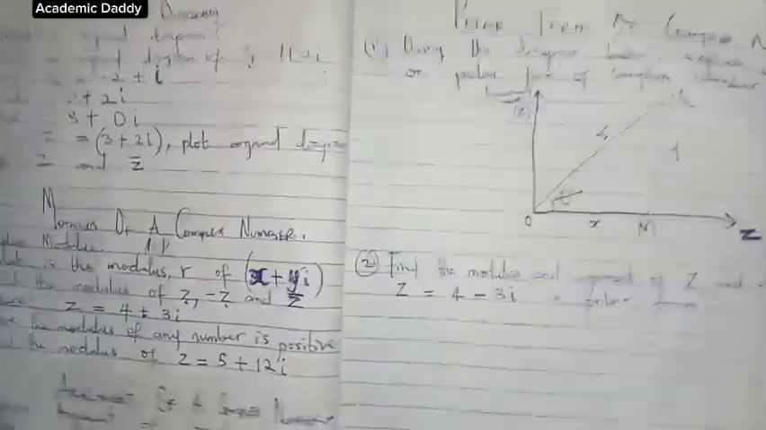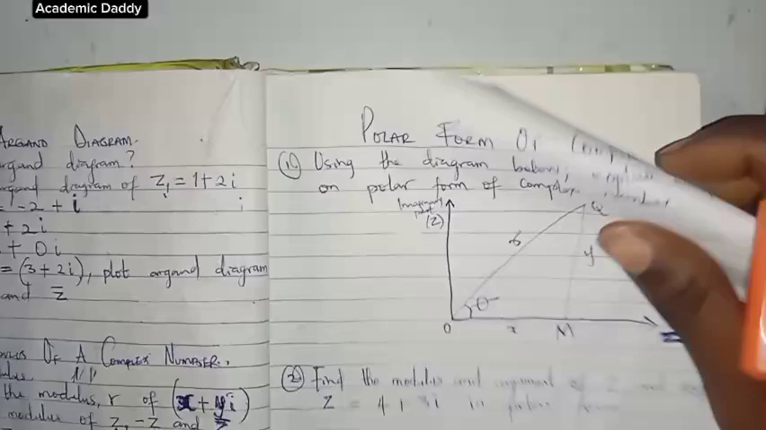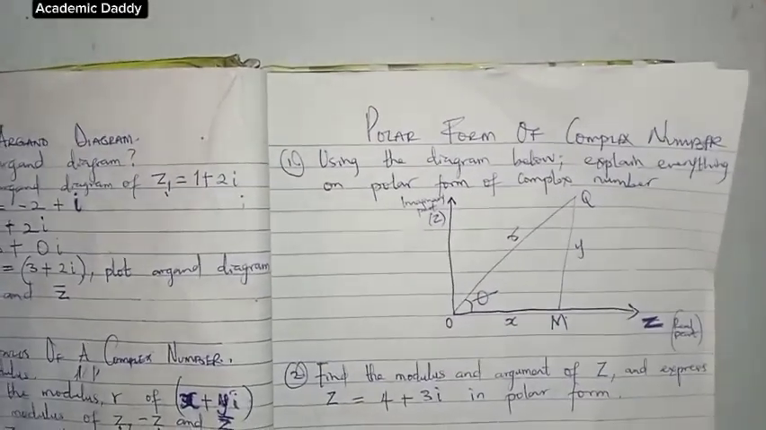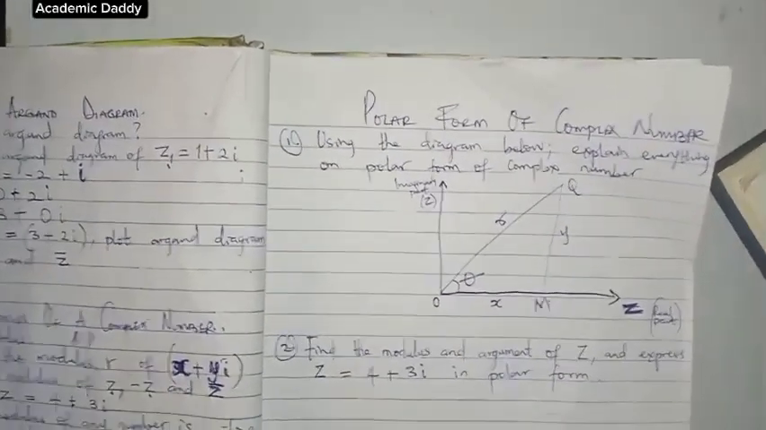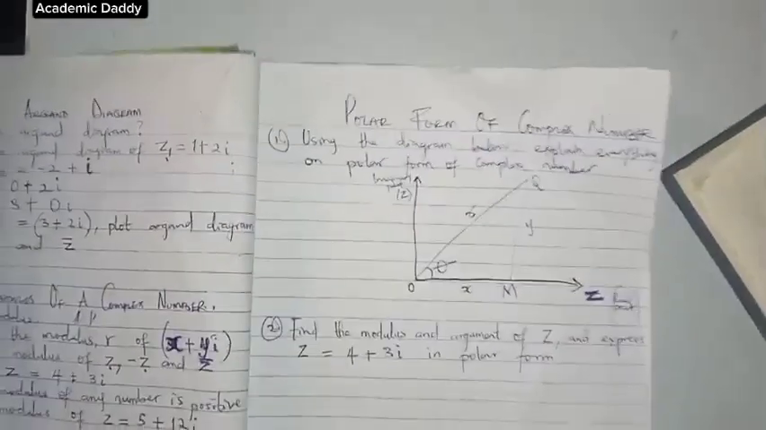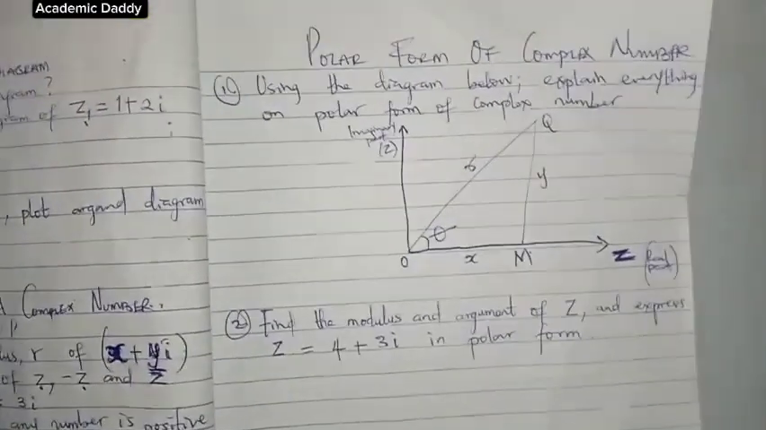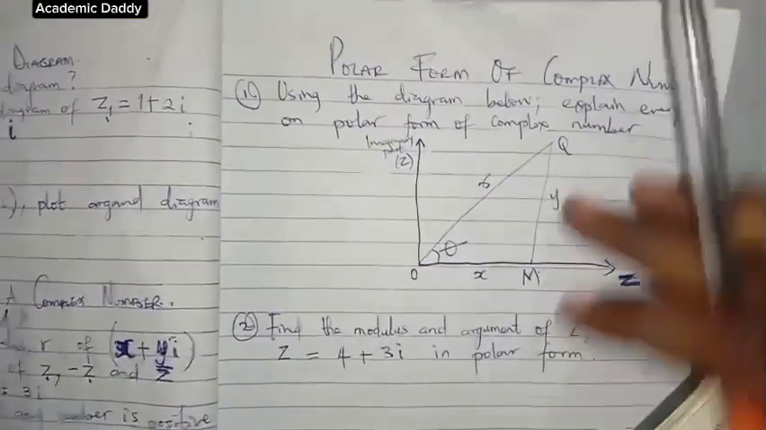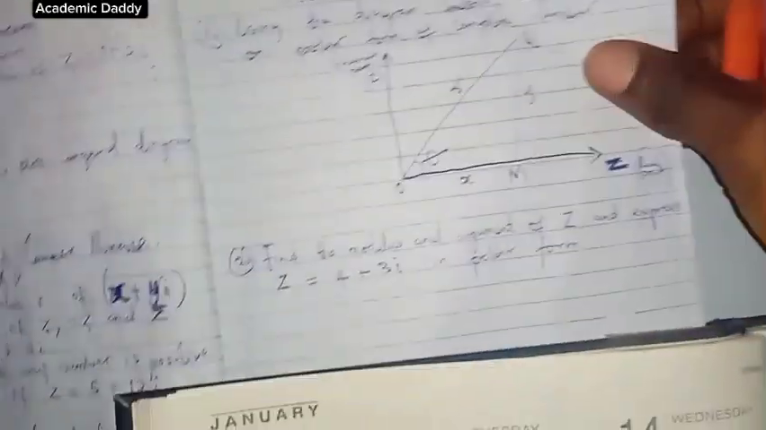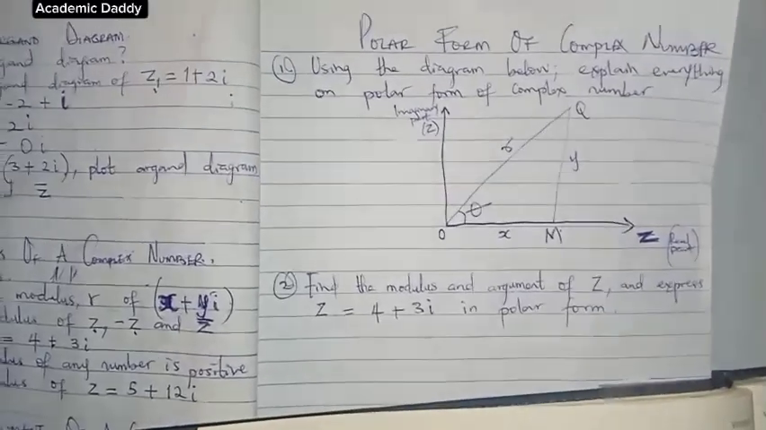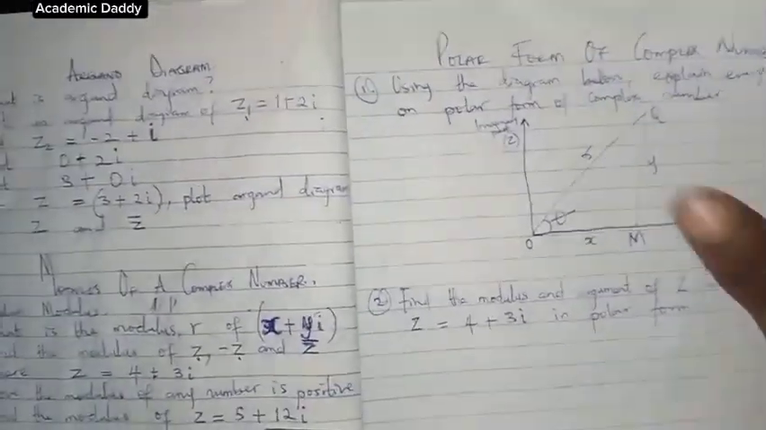All right, so let's move to the last question. That is the last topic for this video. We'll still do a lot of things like properties and the rest, and De Moivre's theorem, but for this video, we're just stopping here. So they said, using the diagram below, explain everything on polar form of a complex number.